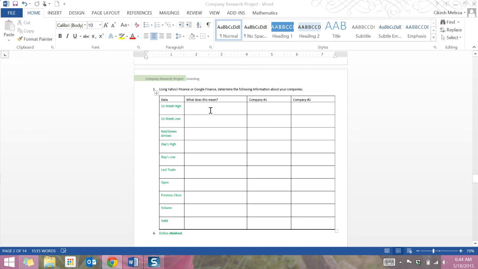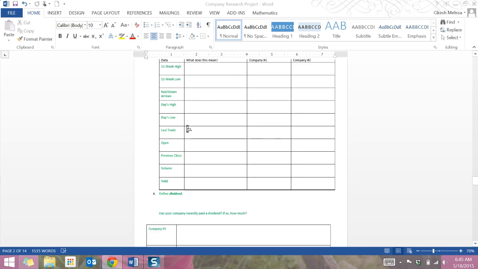And then investing. You're going to give me definitions of all these terms that we've talked about in terms of investing. And then when you do your research, tell me what it is for each company. So what's the 52-week high for company one? What's the 52-week low? And so on and so forth.